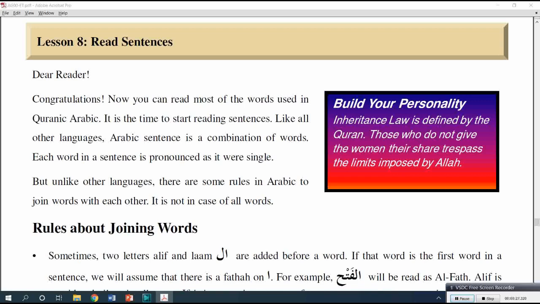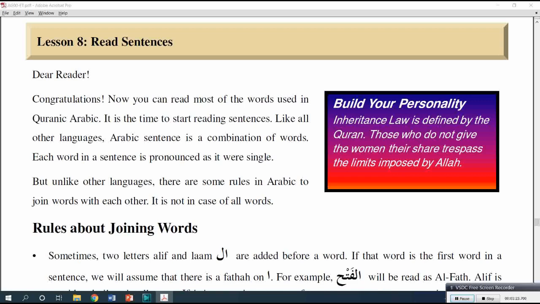Before starting, just for personal development, kindly take this knowledge. Inheritance law is defined by the Quran. You can see, especially in Surah An-Nisa, verse 11 onward, those who do not give the woman her share trespass the limits imposed by Allah, because Allah has given this limit that men and women must both be given the benefit of inheritance. So if any person, whether man or woman, ignores it, then they will be responsible to answer to Allah for that.